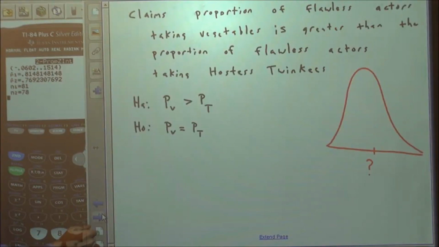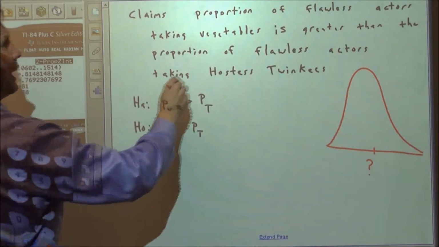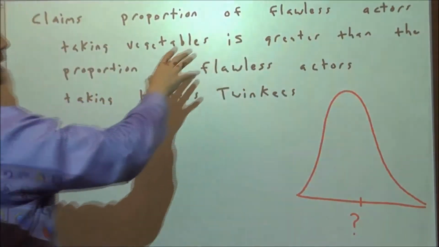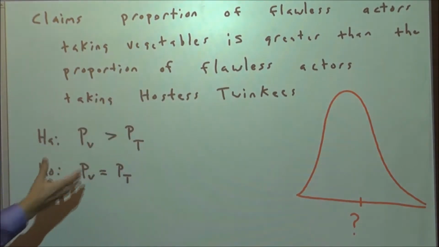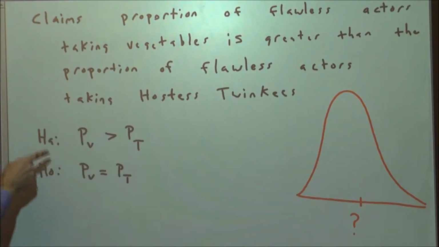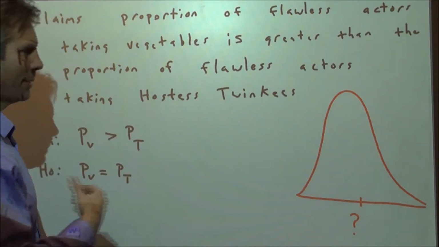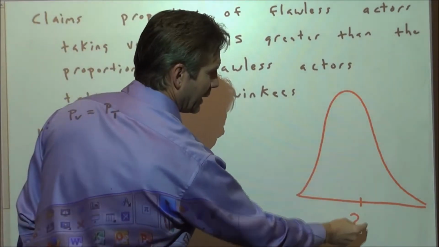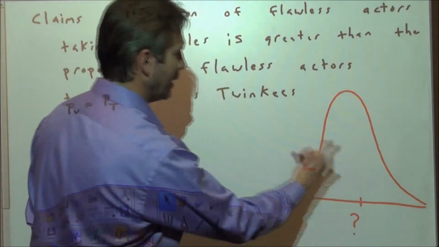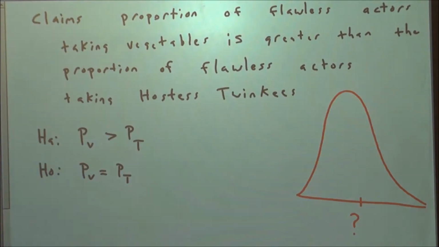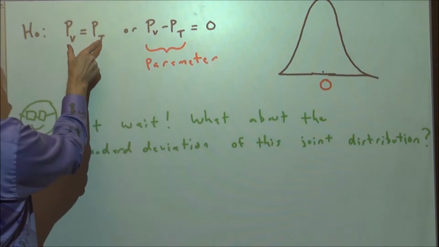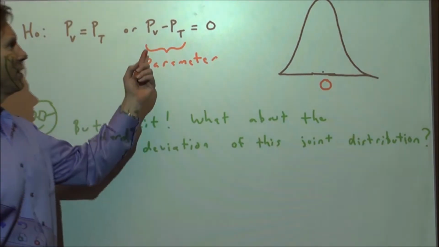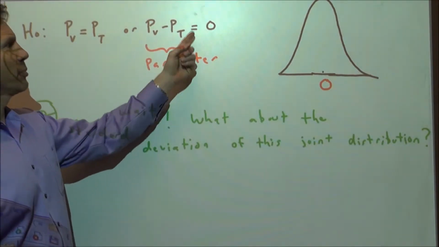Now from there, we might go to a hypothesis test. So somebody might claim that the proportion of flawless actors taking vegetables is greater than the proportion of flawless actors taking Hostess Twinkies. So here's our alternative, and here's our null. Now we have a bit of a dilemma. What do we put in as the mean of this sampling distribution? Well, it's a good question. What we need to realize is if the null is true, we say that the two proportions are equal, and if that's the case, the difference of the proportions must be 0.